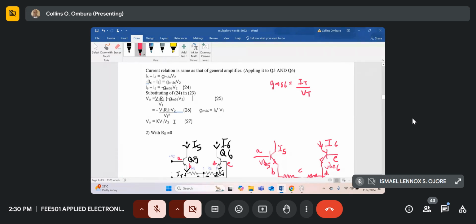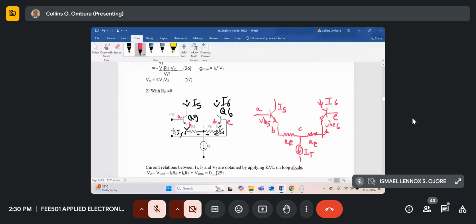So we've shown that the Gilbert multiplier cell multiplies for the case 1, where the resistance at the emitter was equal to 0. Now let's consider case 2, where the emitter resistance is not equal to 0. So this is the circuit we have.